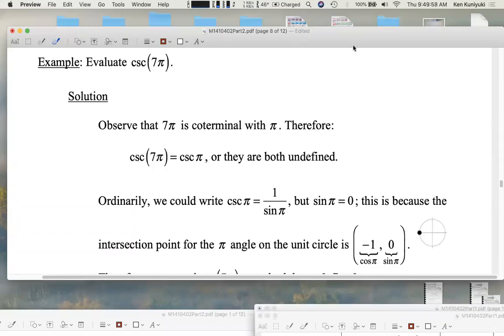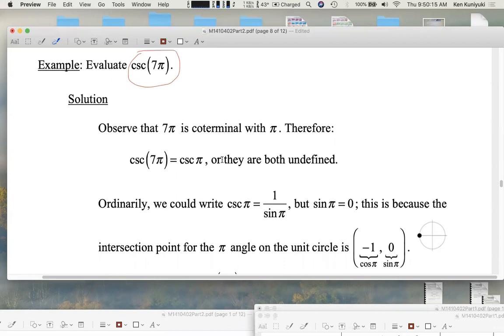Hi everyone, we're continuing our adventure of finding trig values all around the world. In this example, we'll evaluate, or simplify, cosecant of 7 pi. Well, 7 pi is too big, so it will help to find a nicer coterminal angle. To find coterminal angles, we can add or subtract 2 pi.